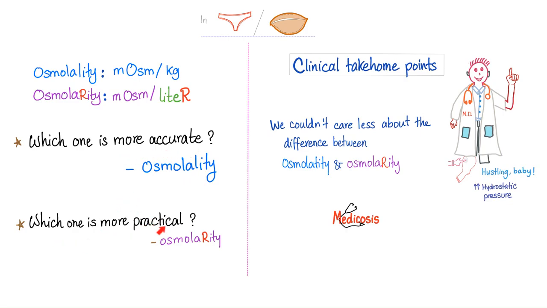But which one is more practical in real life with real patients? Osmolarity. Why? Because anything in the lab or in the hospital is graduated. You can say, oh, this is half a liter, this is 1 liter. So per liter is easier than per kilogram. Per kilogram, you gotta go find a scale while the patient is in coma.